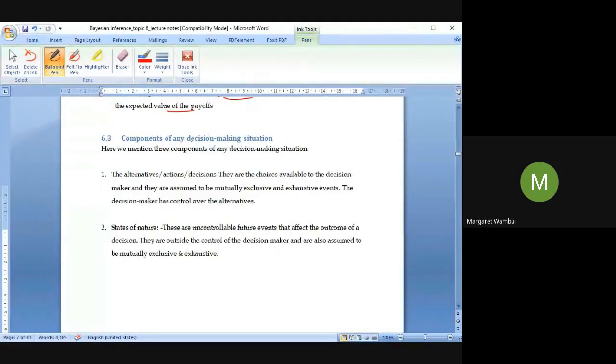So what are the components of a decision-making situation? We mentioned the 3 components. One of them is the alternatives, through actions or decisions. These are the choices available to the decision maker. They are assumed to be mutually exclusive and exhaustive events, and the decision maker has control over the alternatives.